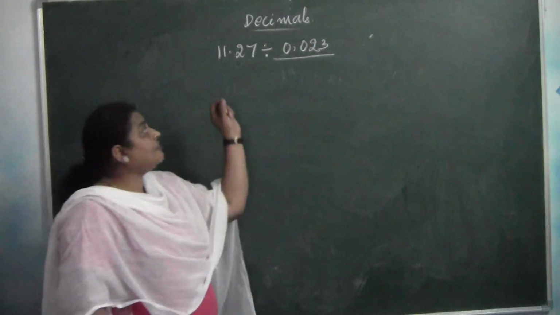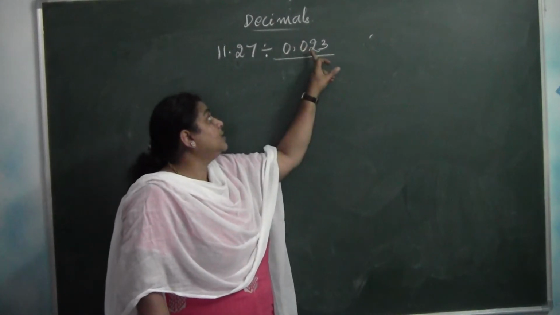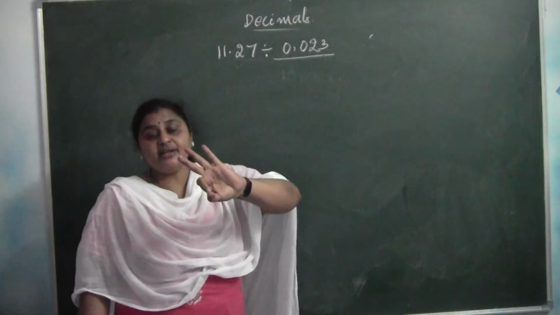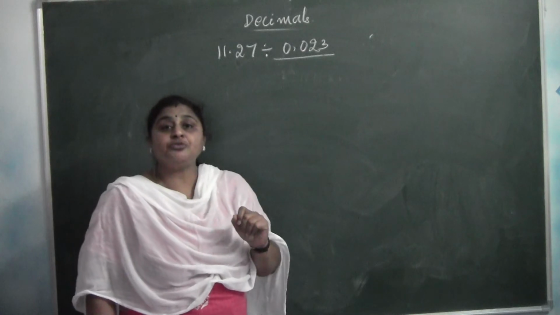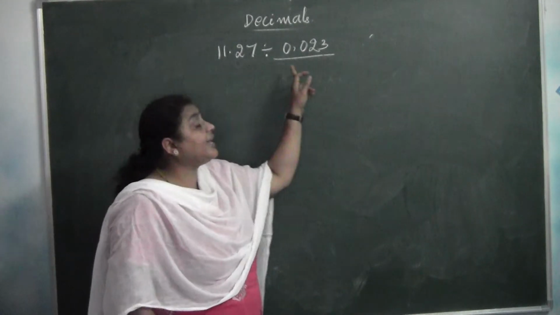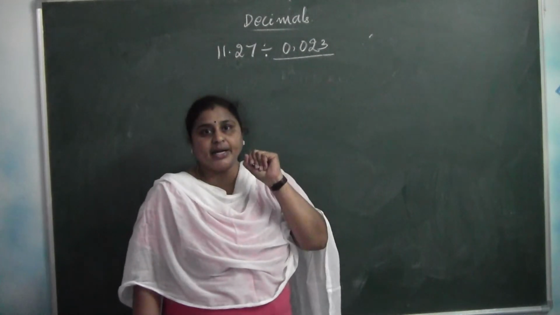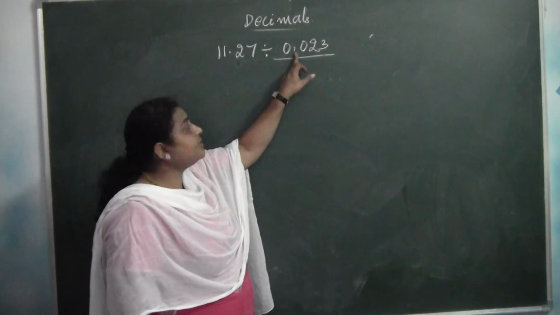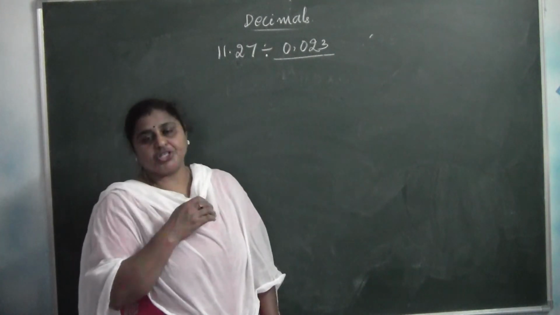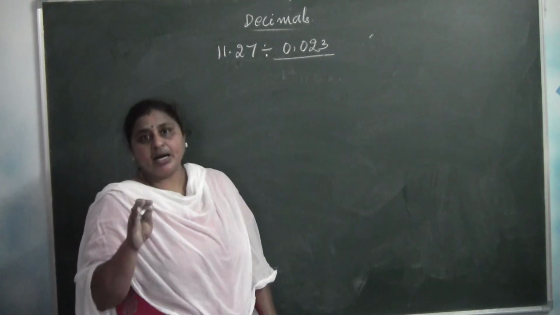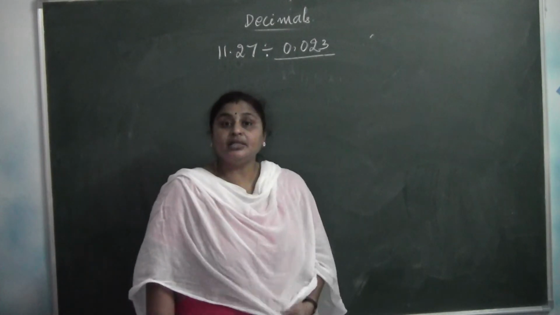0.023. Now tell me, after the decimal how many digits have been placed? 1, 2, 3. 3 digits have been placed. It means with which number are we going to multiply the dividend and the divisor? Yes, with 1000, because in the divisor after the decimal point we have 3 digits. Therefore, we are multiplying the dividend as well as the divisor with 1000.